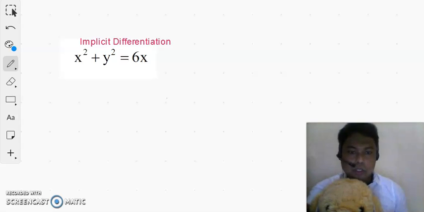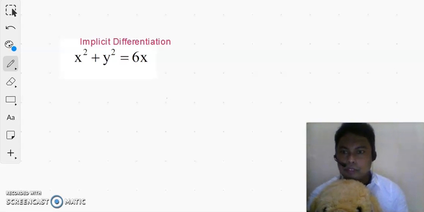For this session, we're going to solve implicit differentiation.